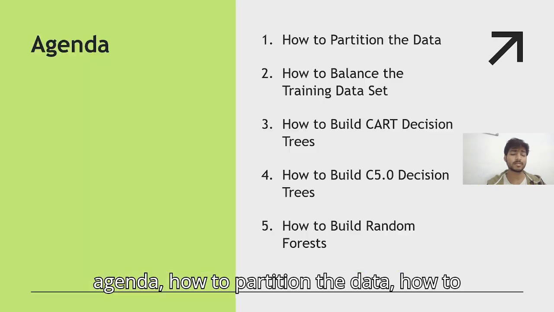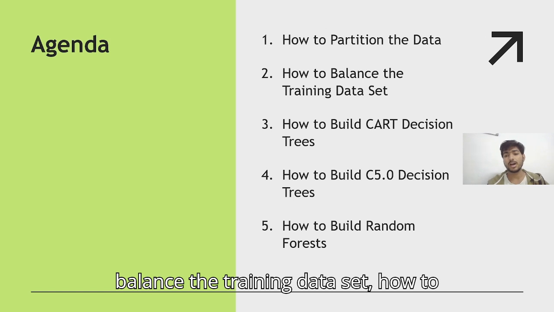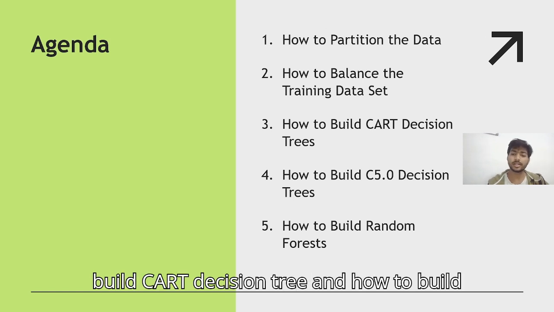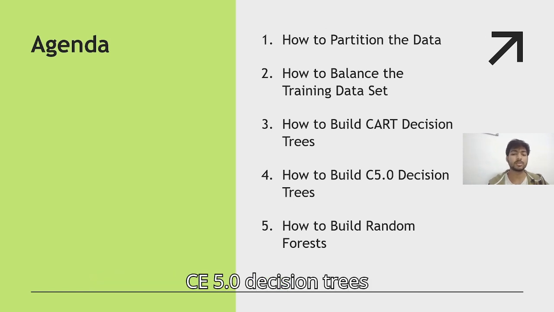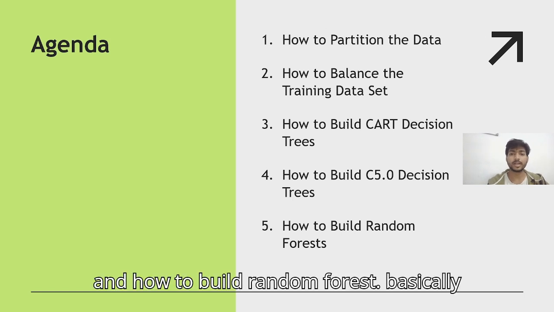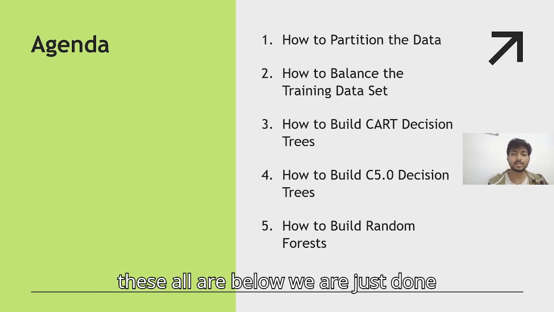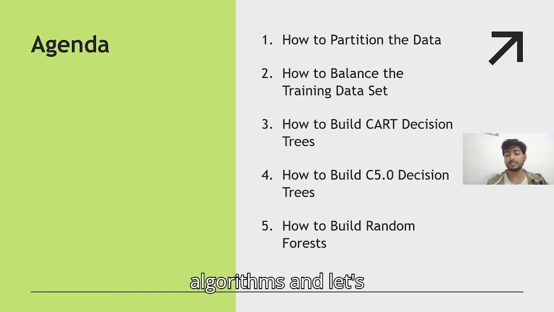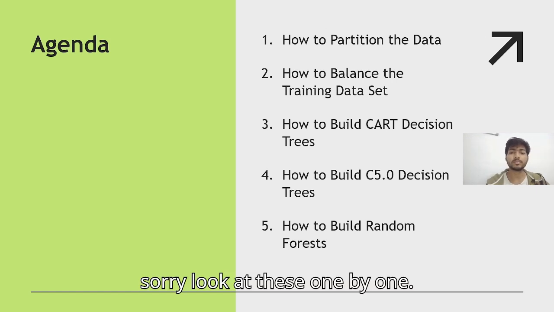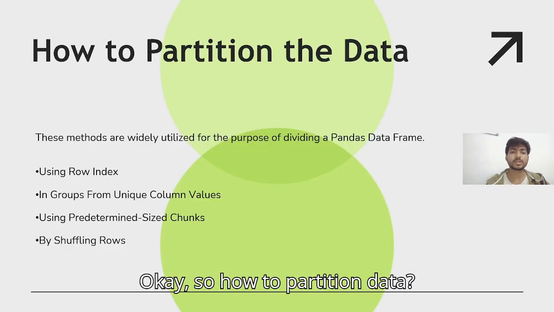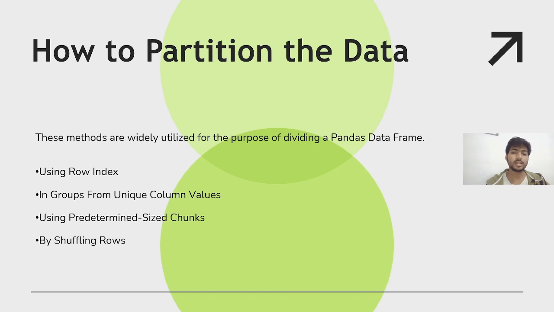So in this video we have an agenda: how to partition the data, how to balance the training data set, how to build a CART decision tree, how to build a C5.0 decision tree, and how to build a random forest. So basically, these last three are just algorithms, and let's look at them one by one. Okay, so how to partition the data.